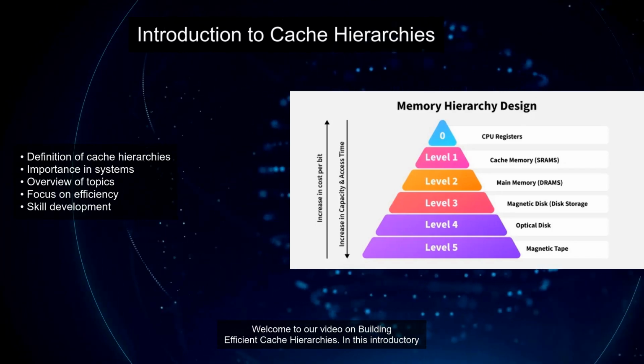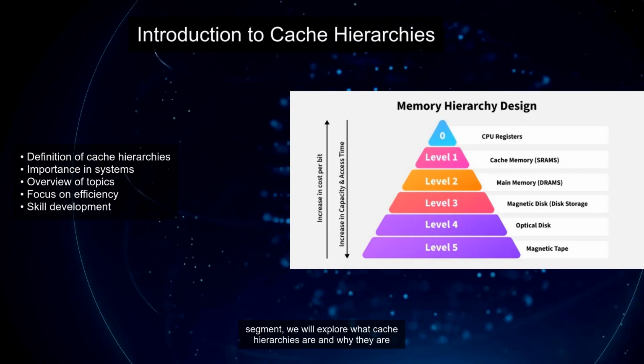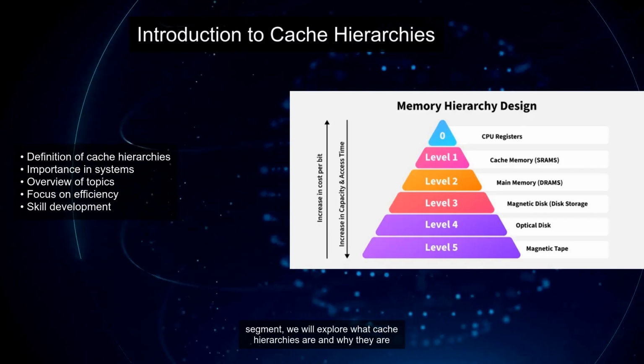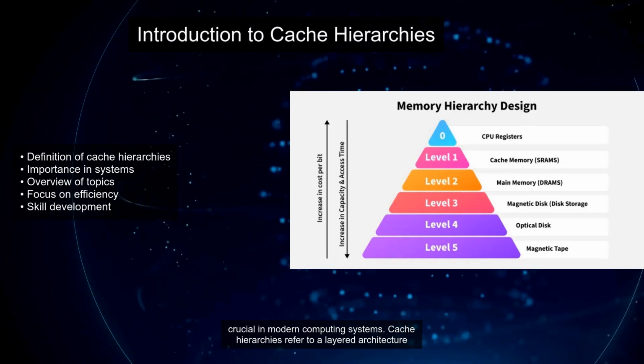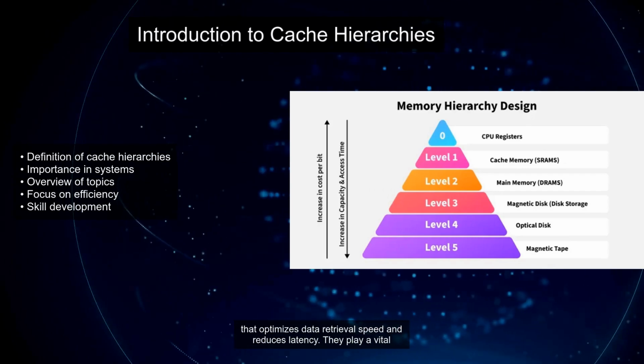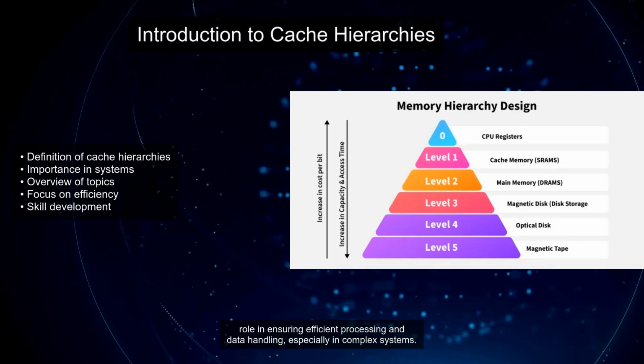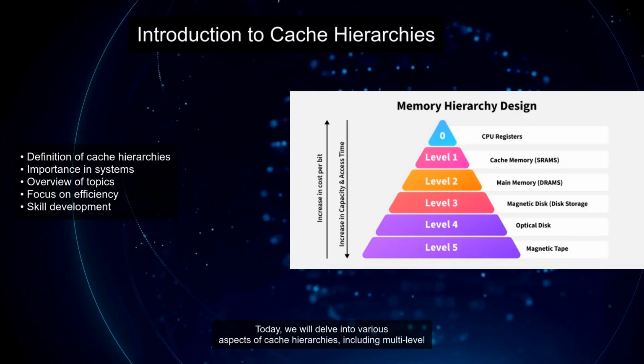Welcome to our video on building efficient cache hierarchies. In this introductory segment, we will explore what cache hierarchies are and why they are crucial in modern computing systems. Cache hierarchies refer to a layered architecture that optimizes data retrieval speed and reduces latency. They play a vital role in ensuring efficient processing and data handling, especially in complex systems.